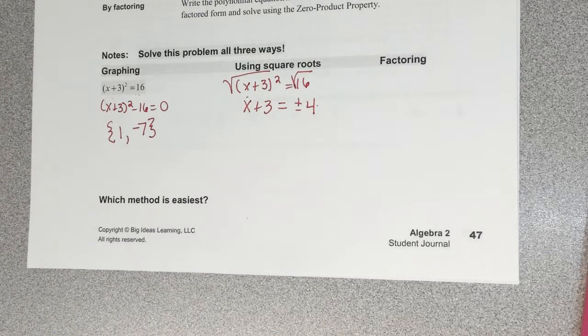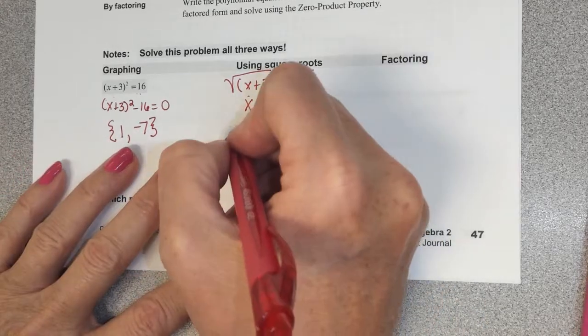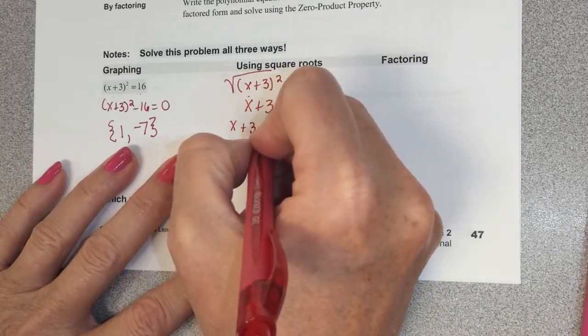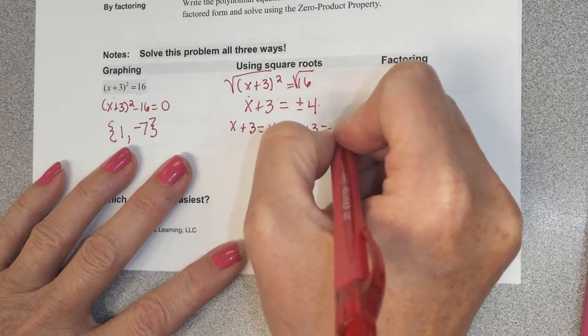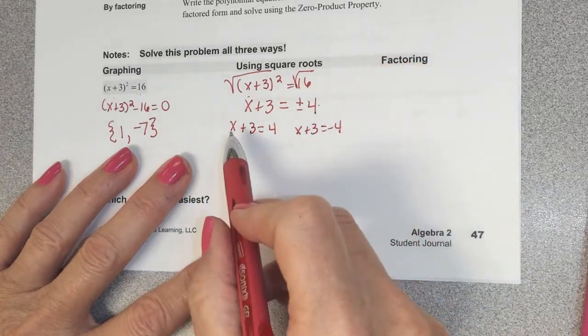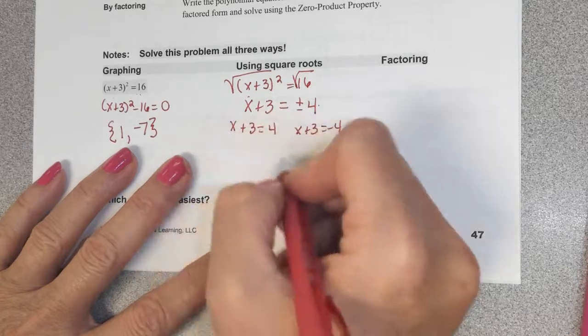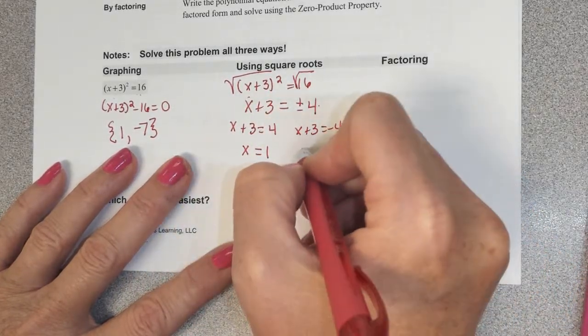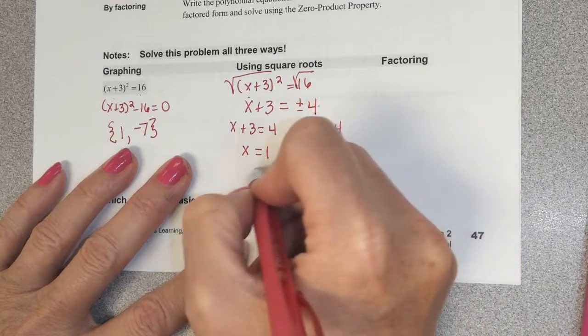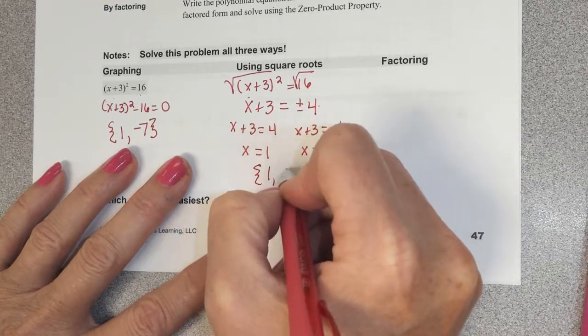So now I have to solve that. So I've got two things to work with. I have actually x plus 3 equals 4, but I also have x plus 3 equals negative 4, because it can equal positive or negative. So if I solve this, I subtract 3. And on this, I subtract 3. And I get those two solutions.